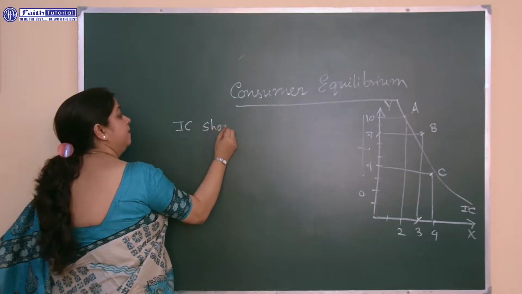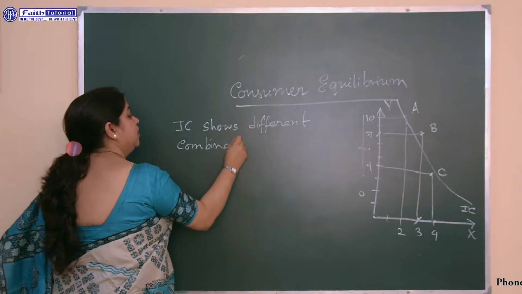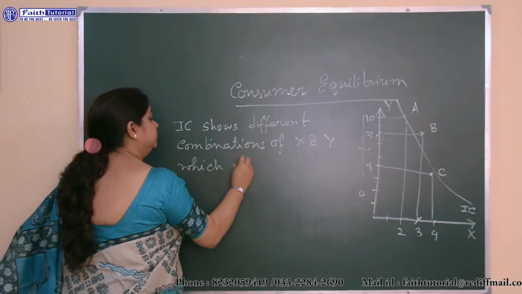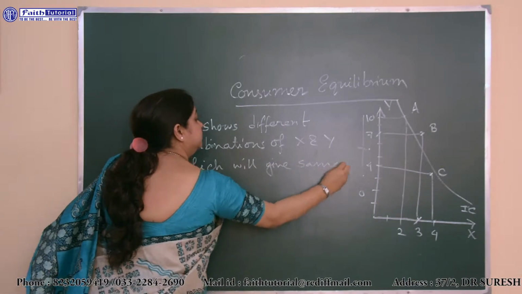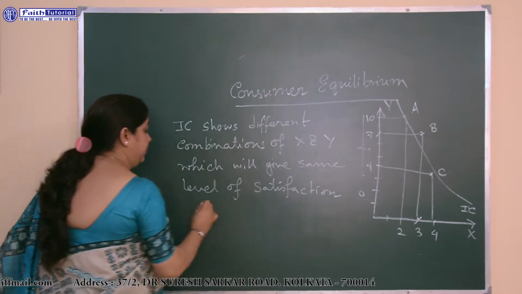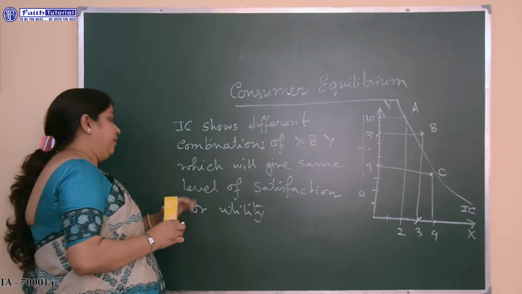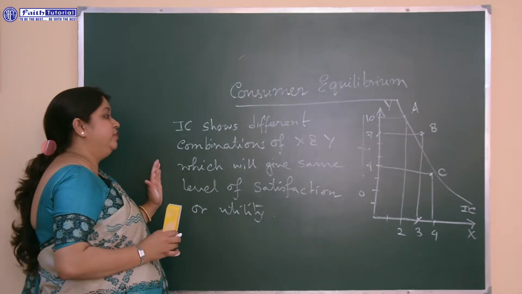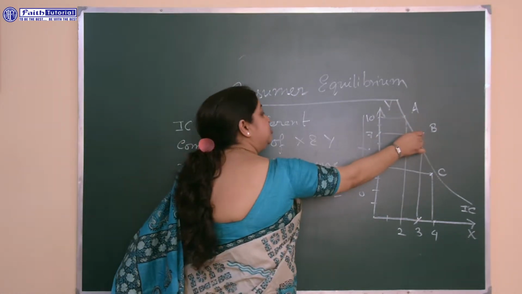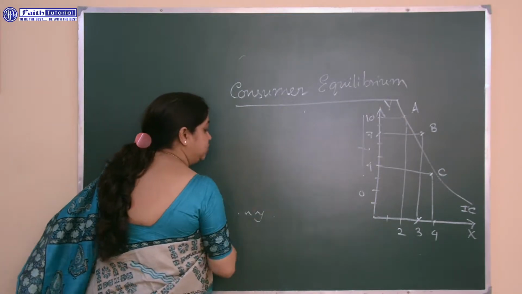Indifference curve shows different combinations of X and Y which will give the same level of satisfaction or utility to the consumer. If the consumer is at A or at B or at C, his or her utility level will remain the same. Now, let me discuss the properties of indifference curve.